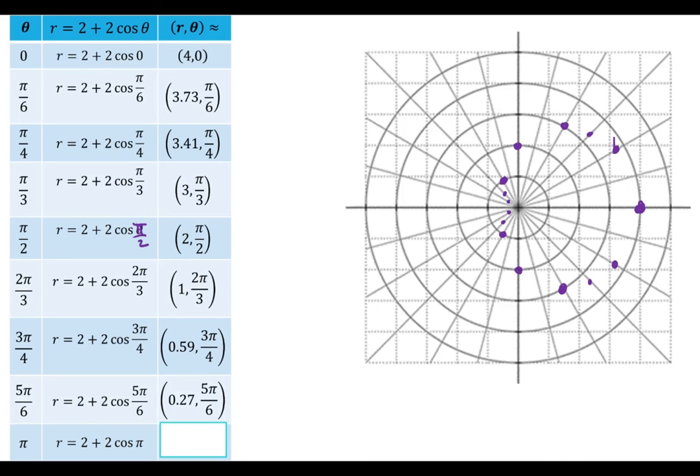And then if I plug in pi, we're going to get 0, and so I get that. Now, I'll go ahead and sketch this for you, but it looks something like this, and so specifically this is going to be what we call a cardioid. So this is a cardioid.